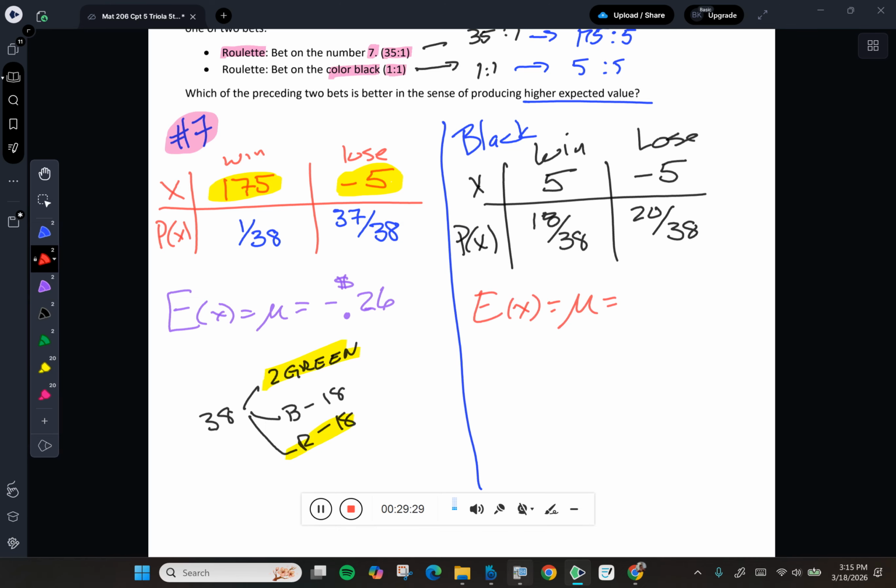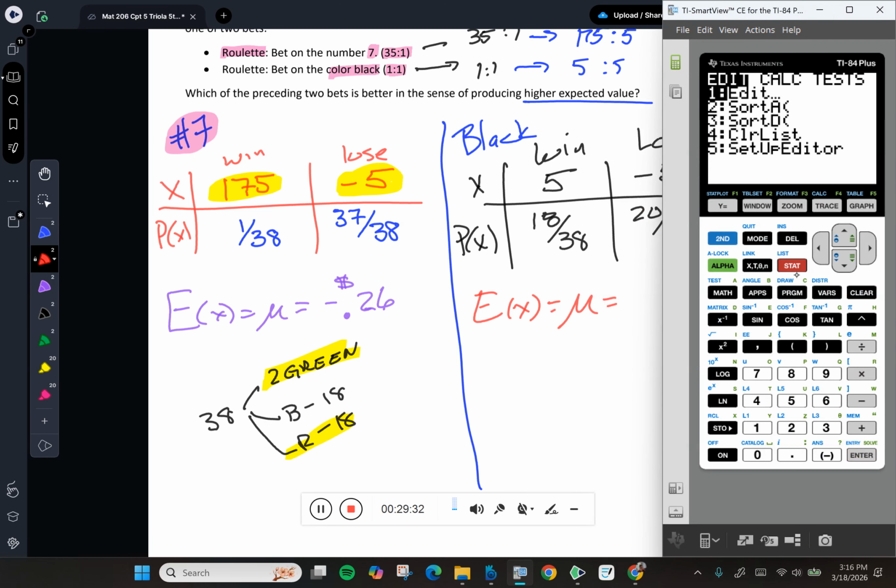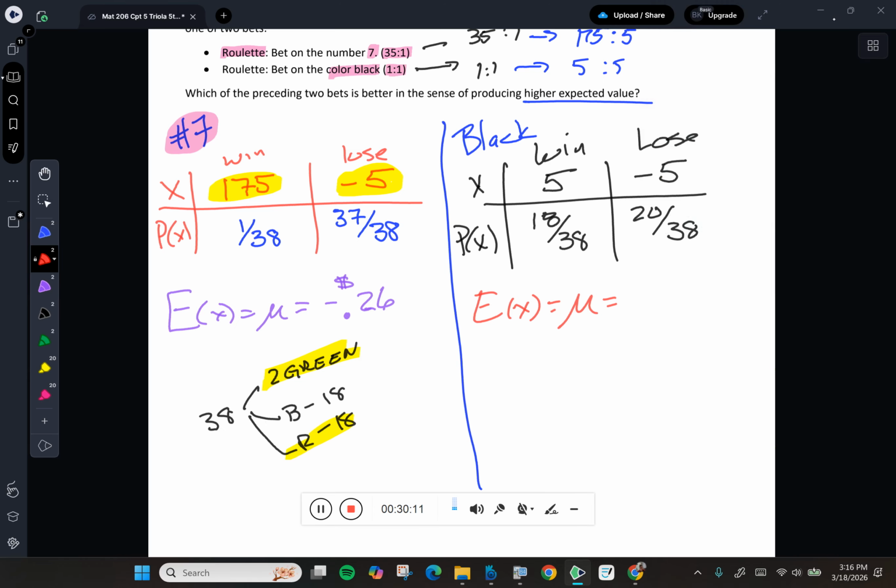I need to calculate that, so I'm going to grab my calculator. Okay, clear, stat, 1. I need to clear those out. My outcomes are 5 or -5. My probabilities are 18 out of 38 or 20 out of 38. Okay. So you'll see here that it converted them to decimals for me, and I didn't even bother about reducing those fractions because don't care. Okay. Stat, calculate, one variable stats list one. That looks good. Calculate, wait, I get the same thing? I get negative 0.26 again?